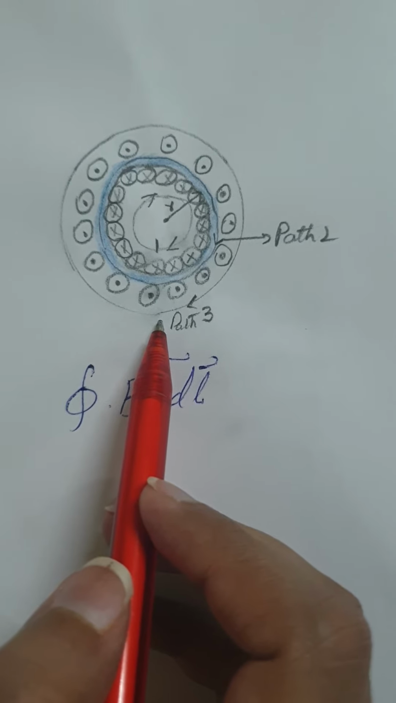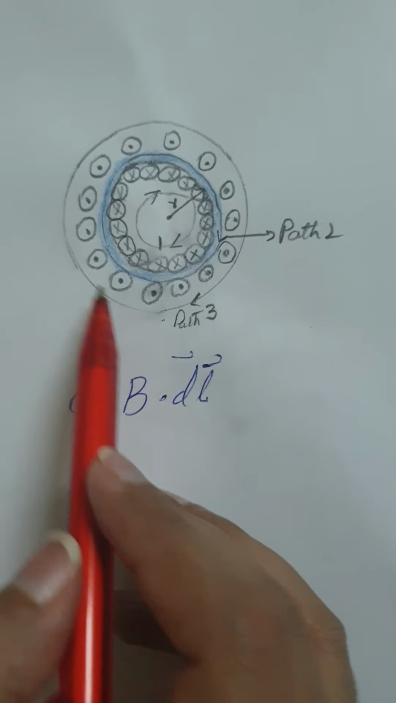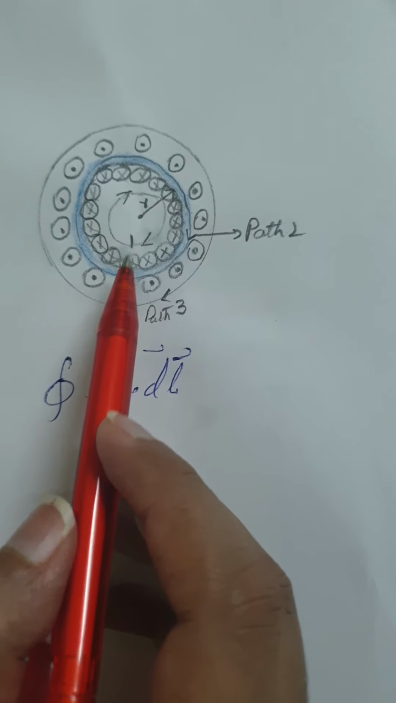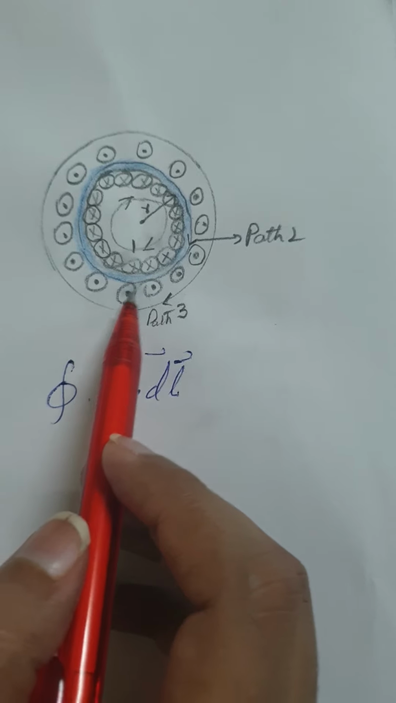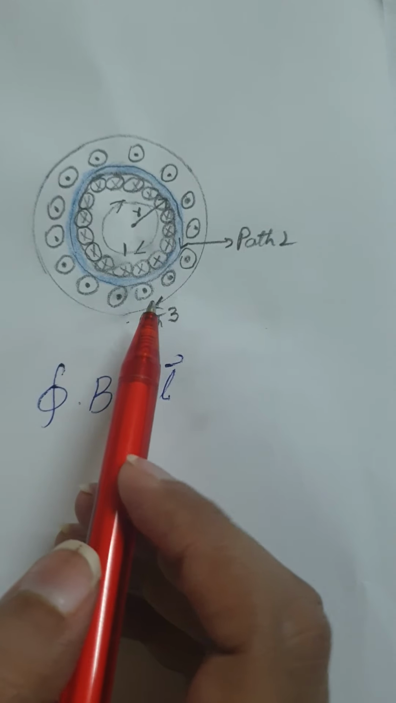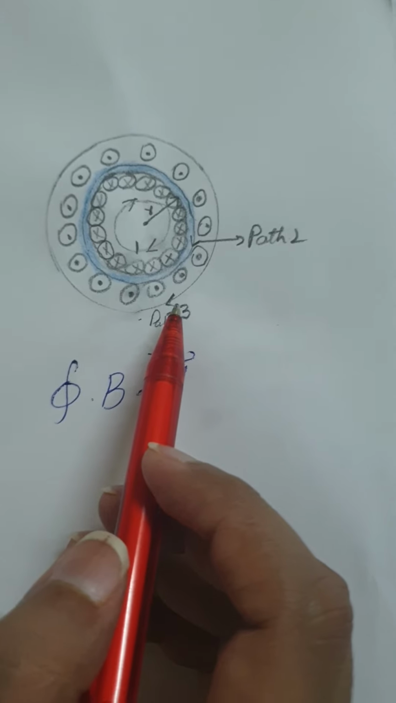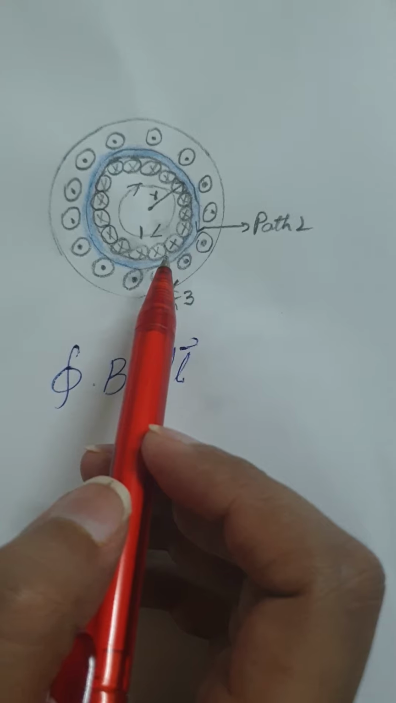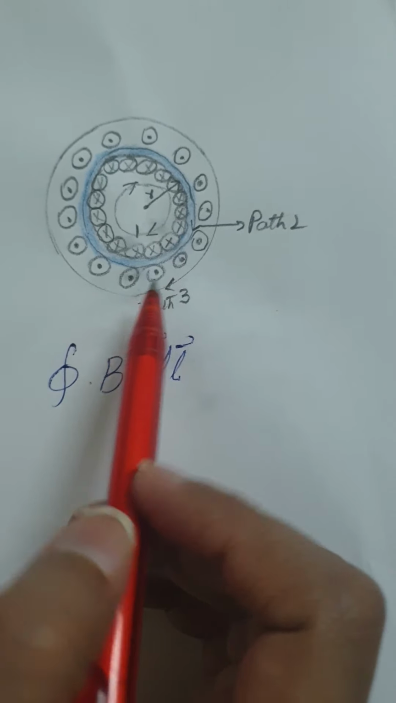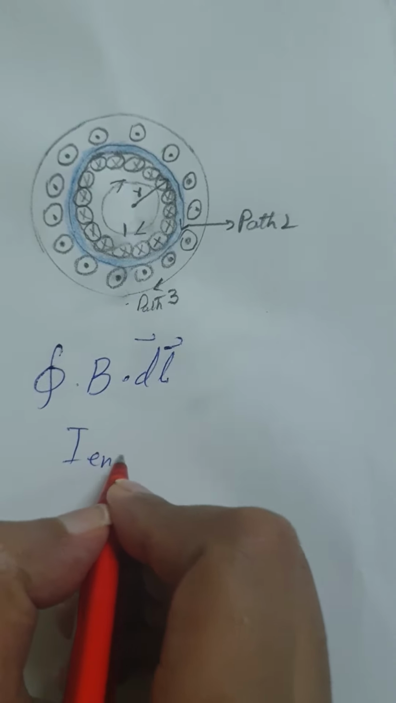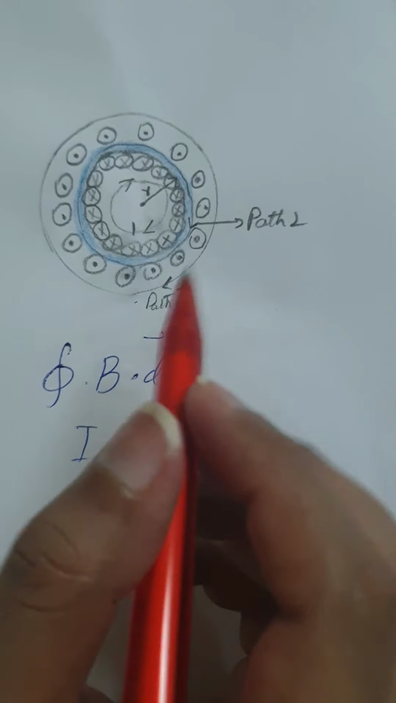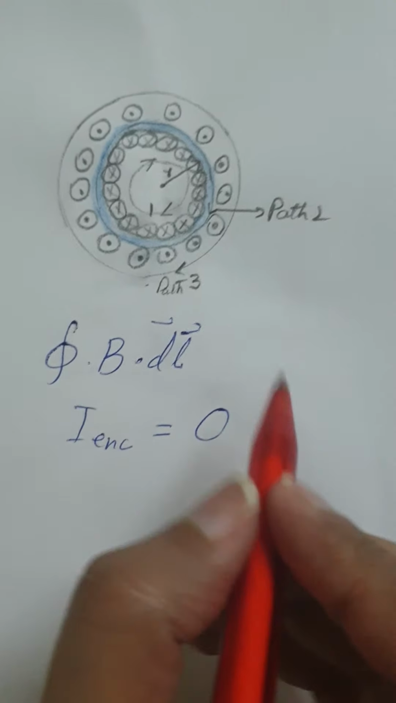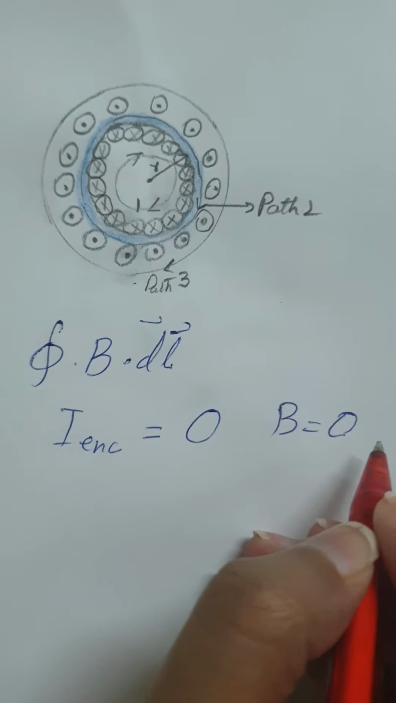Similarly, if we choose path 3, then if the solenoid produces any field along path 3, it must also be tangent to the path at all points. Each turn of the winding passes twice through the area bounded by this path, with equal currents but in opposite directions. So the net current enclosed within this area, I enclosed, is 0. So for this path, B also becomes 0.